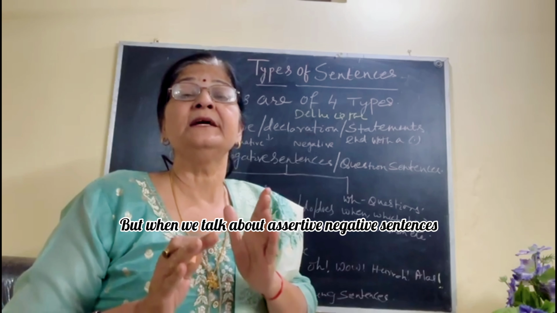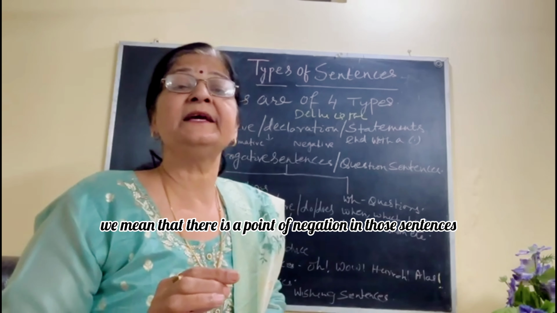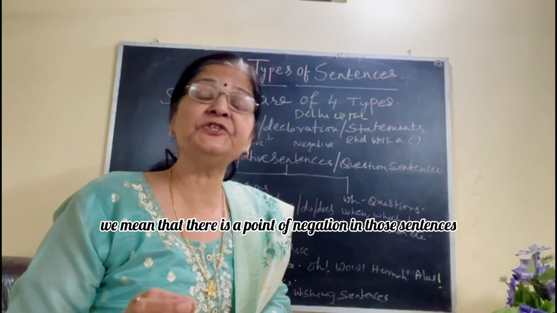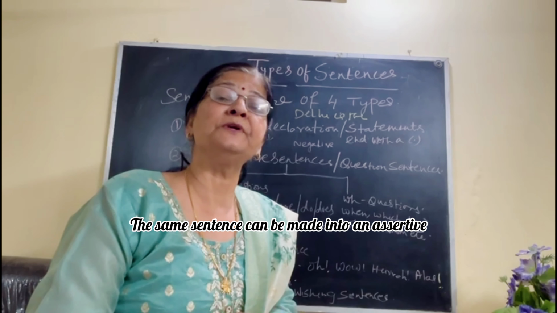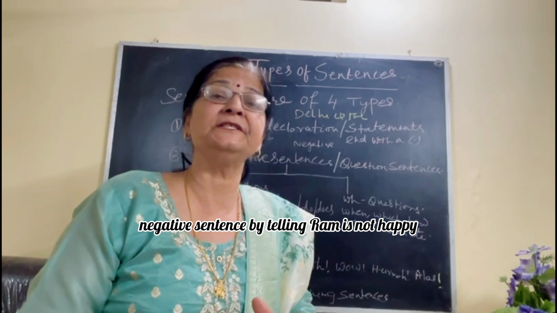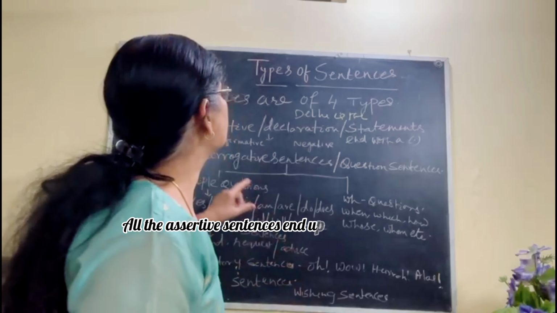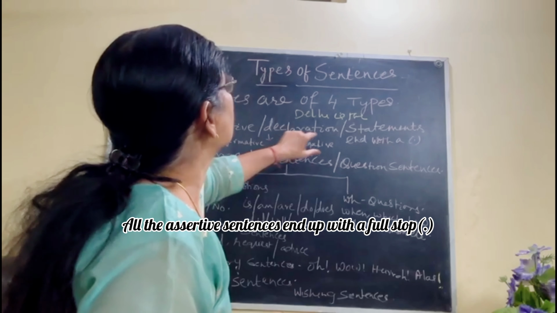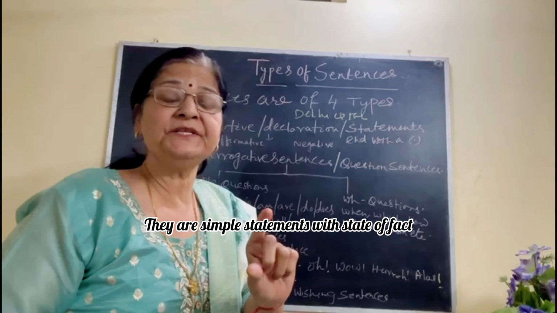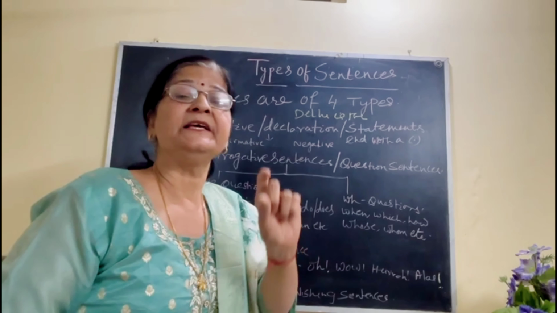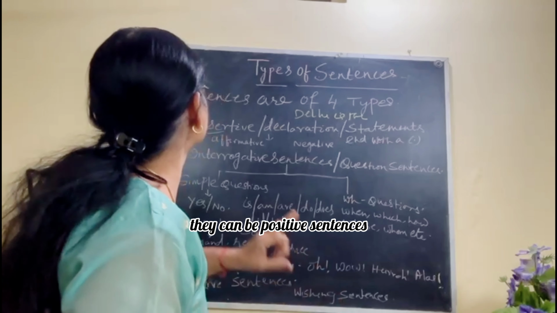But when we talk about assertive negative sentences, we mean that there is a point of negation in those sentences. The same sentence can be made into an assertive negative sentence by saying, Ram is not happy. All the assertive sentences end with a full stop. They are simple statements which state a fact. They can be negative sentences. They can be positive sentences.